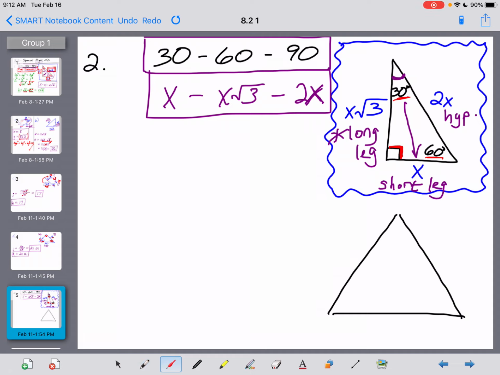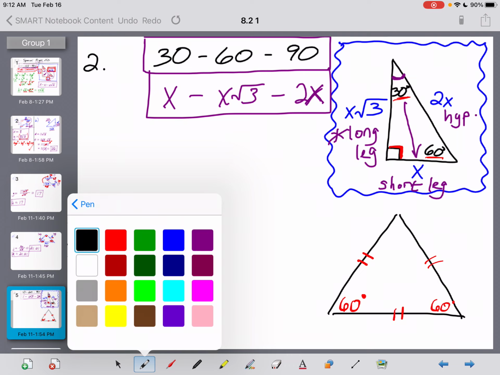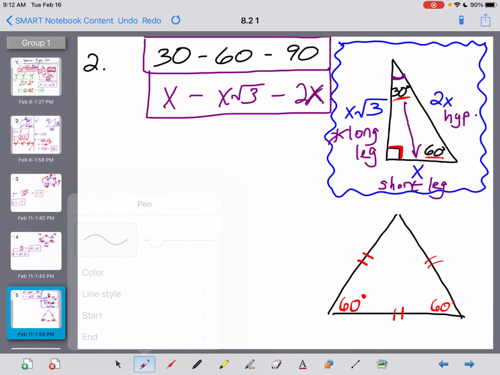And to show that this is equilateral, I'm going to put a double tick mark here and a double tick mark here and a double tick mark here. Now, the fact that this triangle is equilateral guarantees that this is a 60, 60, 60 triangle. Every equilateral triangle with 3 congruent sides must also have 3 congruent angles, and 180 divided by 3 is 60.